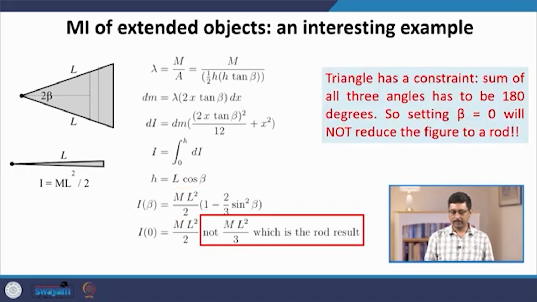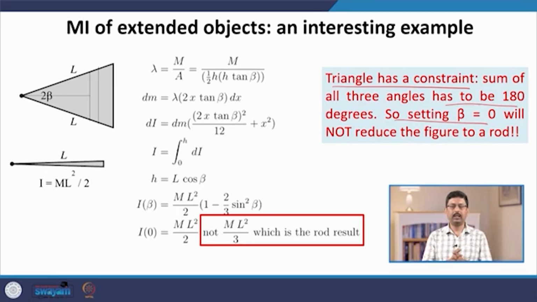Now, this is interesting, and why is it so? Here is the answer: it is not straightforward to reduce a triangle to a line, because a triangle has a constraint that the sum of all three angles has to be 180 degrees. Because of this constraint, if you simply reduce beta to 0, you will not get a rod. In the previous case I told you that you can use one object to calculate the moment of inertia of another object, but the take home message from this example is that you must be careful.